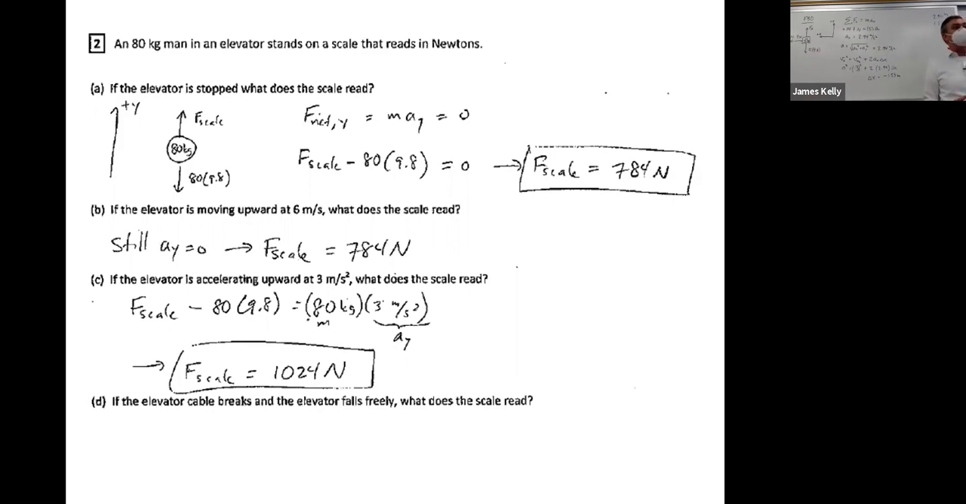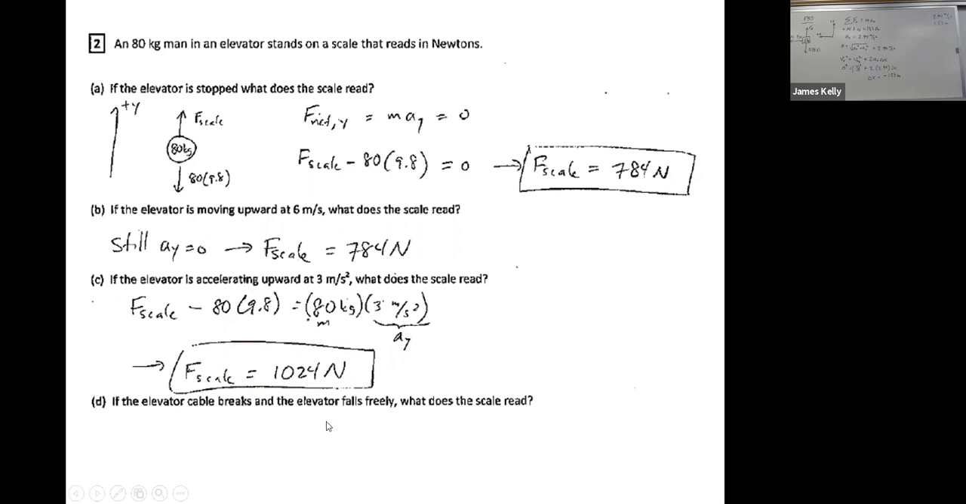That doesn't mean you are heavier. Your weight is what it is. Your weight's still mg. It hasn't changed. But sometimes people say your apparent weight is bigger. That means that you feel like you have a larger weight. And the scale is one way to sort of measure how heavy you would feel.